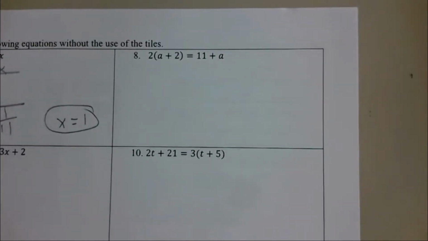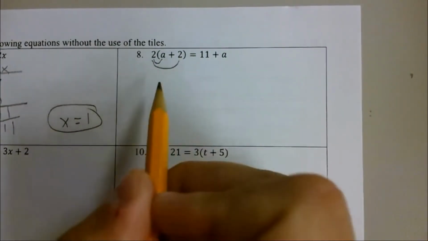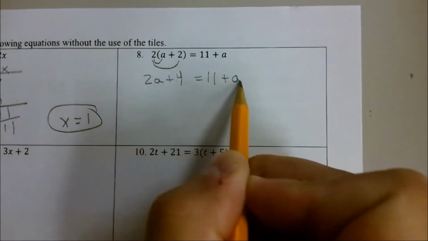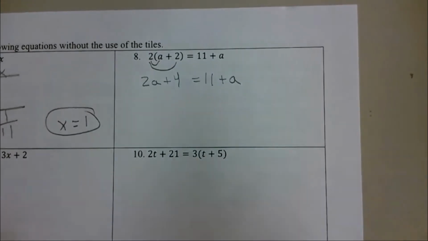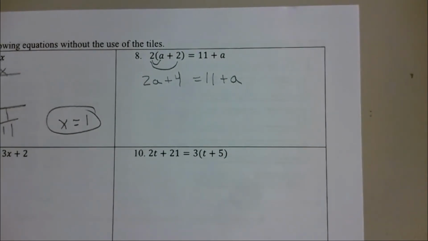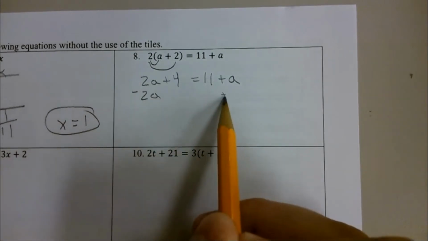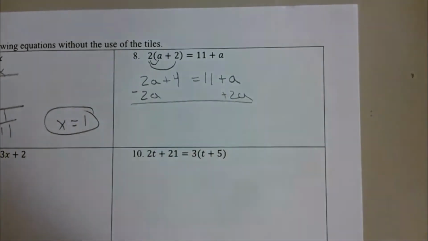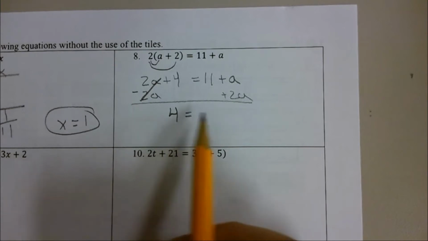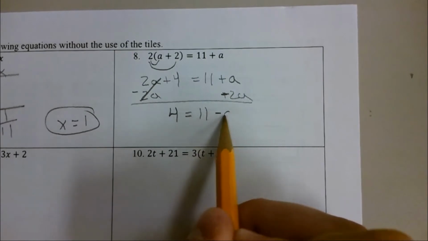Number 8. Again, we're going to start with our distributing. So I get 2a plus 4 equals 11 plus a. So for this one, I'm going to show you that it works either way. So in this one, I'm going to just get rid of the 2a on the left side, and we'll be left with a negative a, but I just want to make sure you guys know how to get rid of a negative a. So these cancel. I'm left with 4 equals 11, and then this should be minus 2a. This should be a negative a.